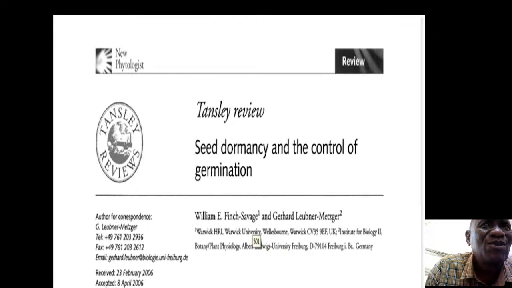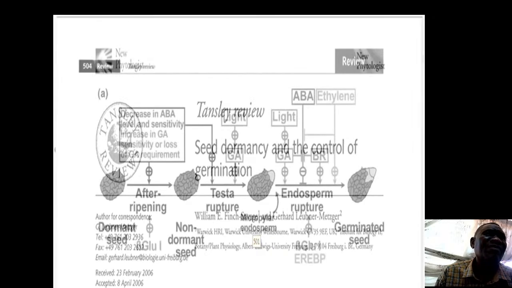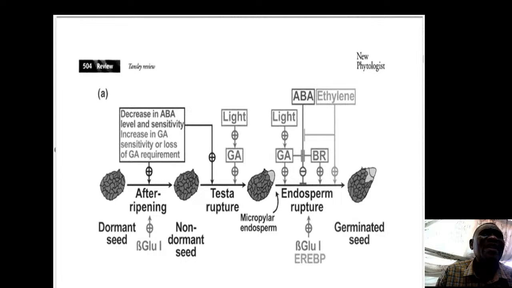If you want a lot of detail about seed dormancy, you can read this journal. So dormancy or the germination process can involve a lot of processes, as indicated by that diagram. There's no need to remember this, but probably read that paper and understand how these things are linked.